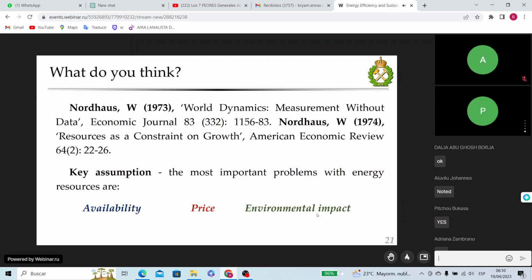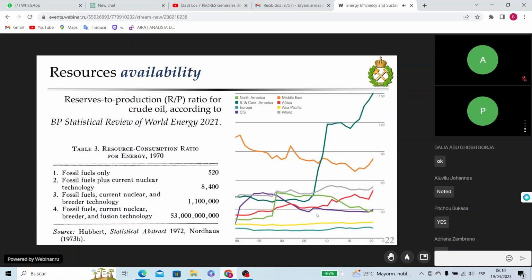So, let's go back to Nordhaus' study. Three key problems, three main channels of natural resources' influence on our economy: availability, prices, and environment. Let's start with availability. Nordhaus showed that there are no specific problems with this, but only if we judge on a global scale. But here we have a very, very important limitation. We assume that resources are evenly distributed. In other words, we eliminate all possible transportation costs and political conflicts.